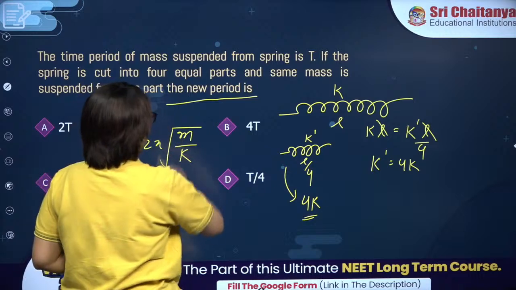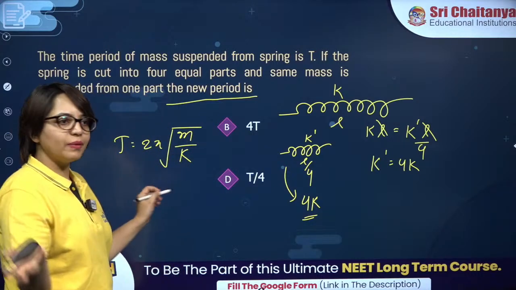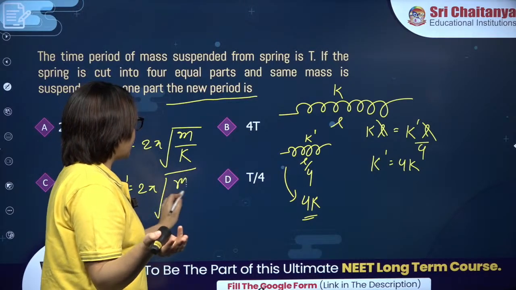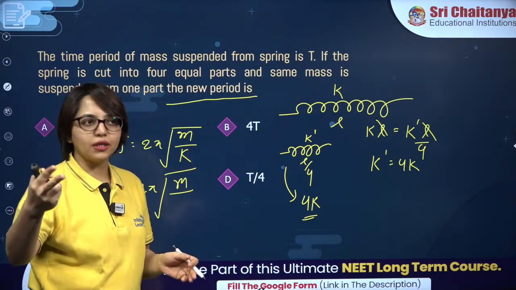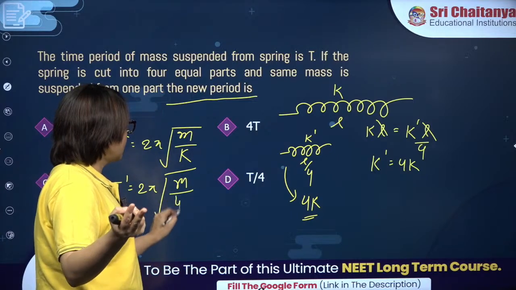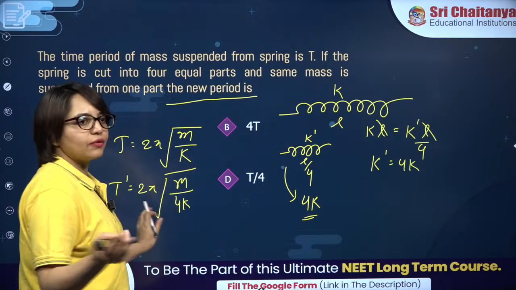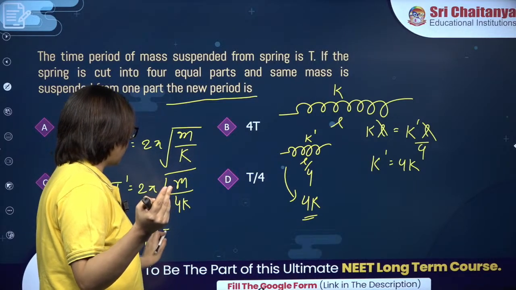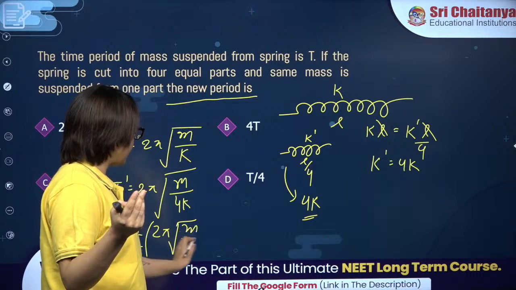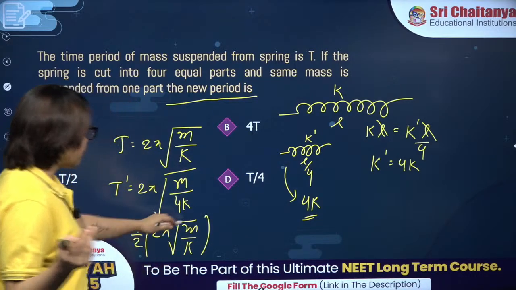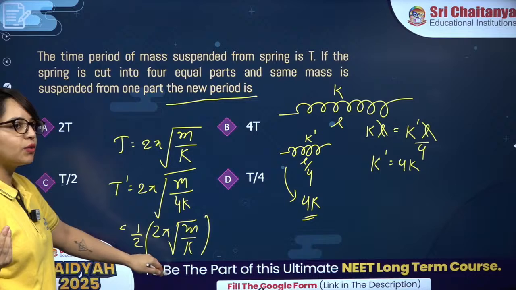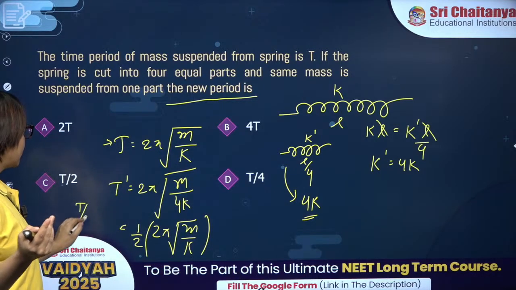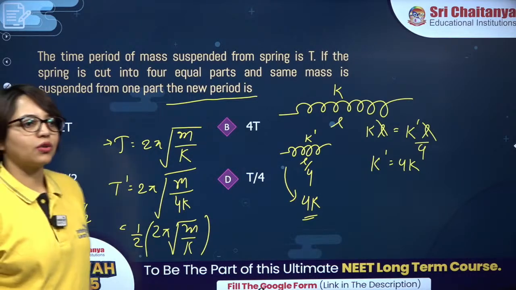Old time period is 2 pi under root M by K. So new time period will be what? T dash will be 2 pi under root M, we are keeping mass same. We are changing the spring constant only. So new spring constant will be 4K. Take this 4 outside of the square root and it will become 1 by 2. So it will be 2 pi times under root of M by K. But 2 pi times under root of M by K is nothing but what? Yes, it is the old time period T. So new time period will be 1 by 2 times the old time period, which is option C.